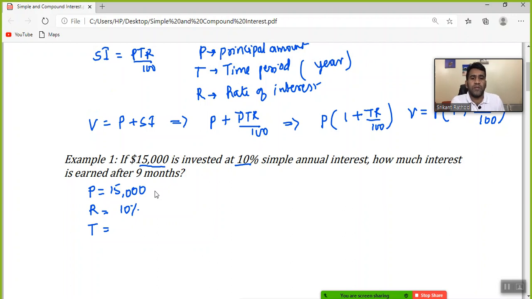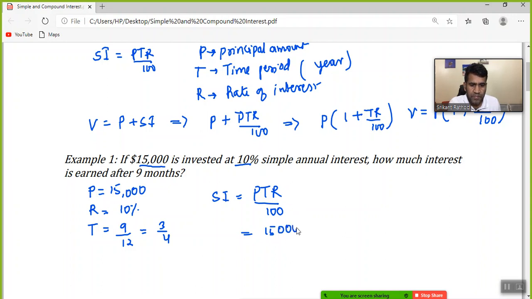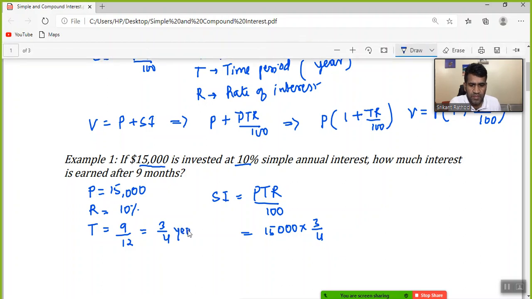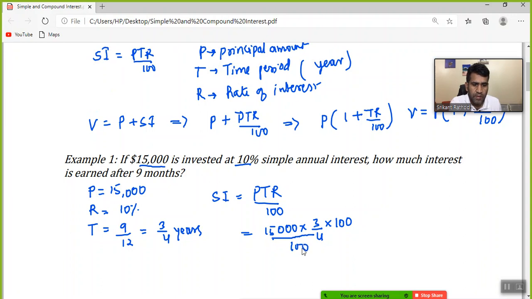So how do we convert? We know that a year has 12 months, so divide the number of months by 12, which converts the value into years. So I can say 9 by 12, simplified 3 by 4. Now the simple interest formula we have is PTR by 100. Substitute these values: 15,000 times the time period 3 by 4 in years, and the rate of interest 10%, all divided by 100.